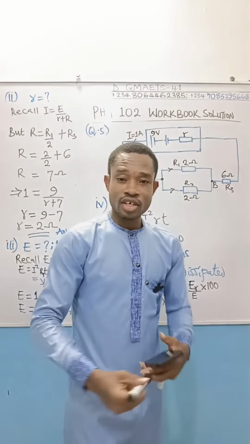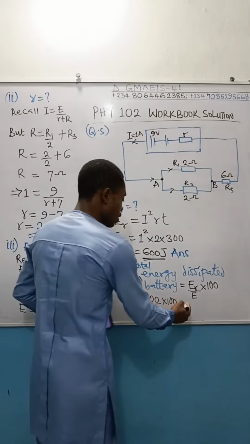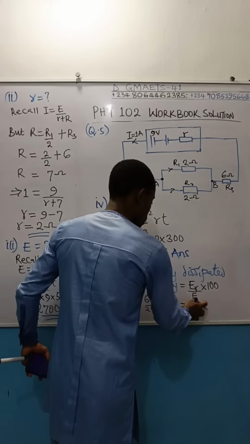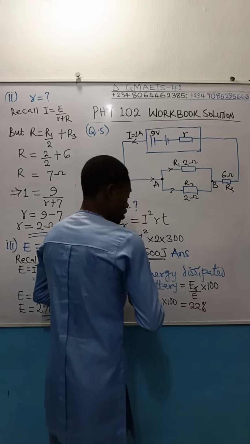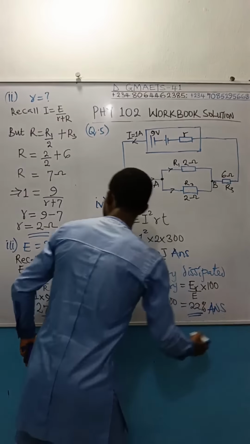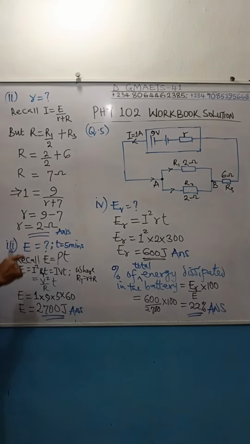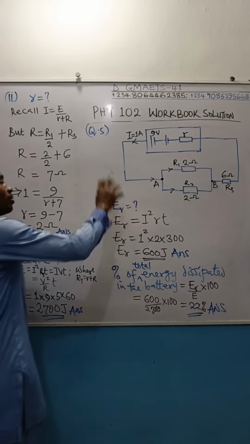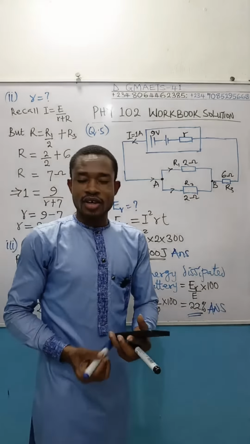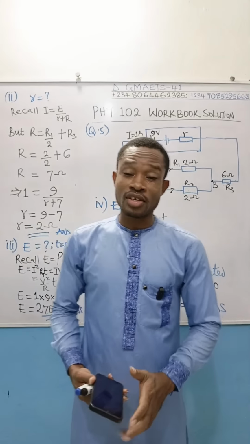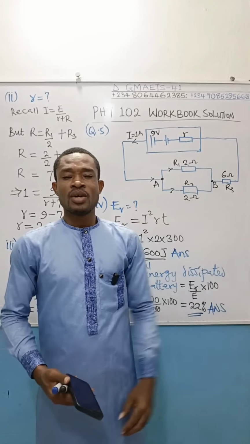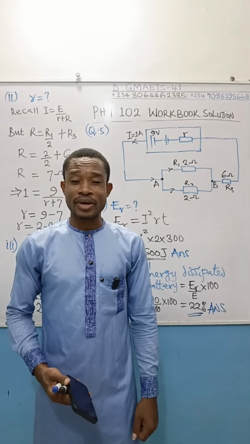So that's the idea. If you simplify this, I hope you are going to get 22%. And that is the answer. That's the percentage of the energy in III dissipated in the battery. 22% is dissipated. No wonder, like I taught my students in the physical tutorial, and even in the online class, we've covered that already under current electricity.